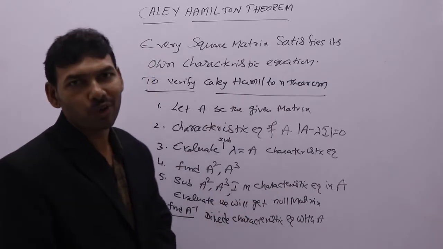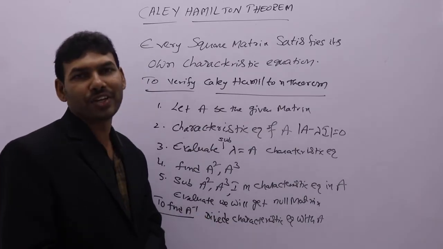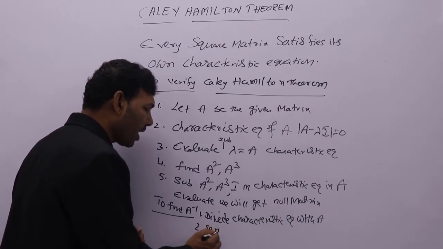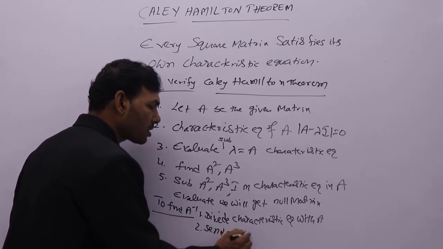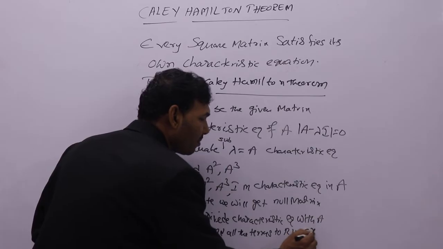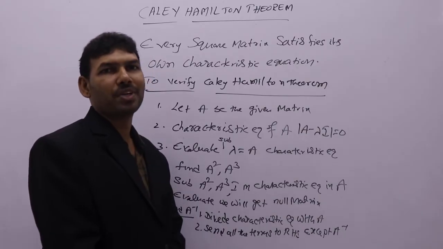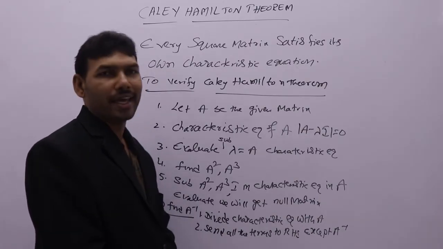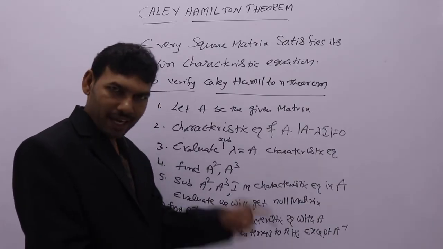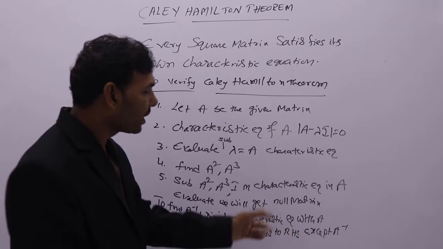But generally in matrices we don't have division. That's why many textbooks multiply the characteristic equation with A inverse; both are the same. After that, send all the terms to the RHS except A inverse and calculate, and you will get A inverse. So first divide the characteristic equation in A with A, then send all the terms to the RHS except A inverse and simplify the RHS terms, you will get A inverse.